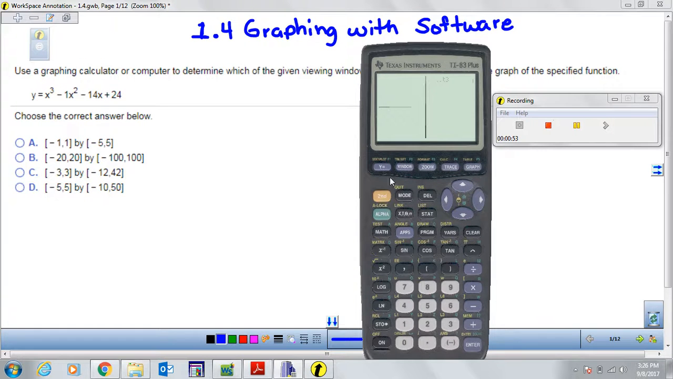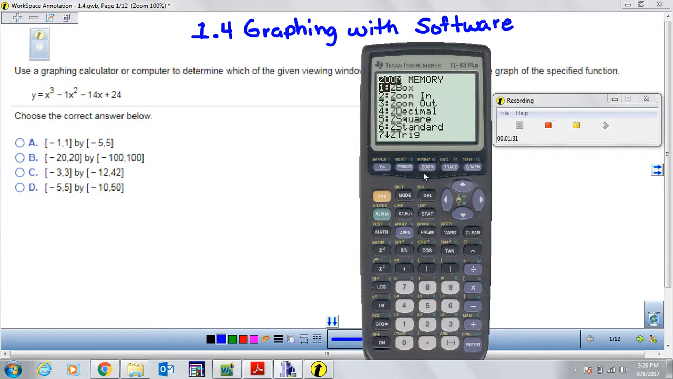So for example, okay, here it is, this function, let me see if I put it correctly, minus 1x squared minus 14x plus 24. My window, yeah, okay, sorry, I was doing other graphs and I was changing the window. So let me set back the window to the default.